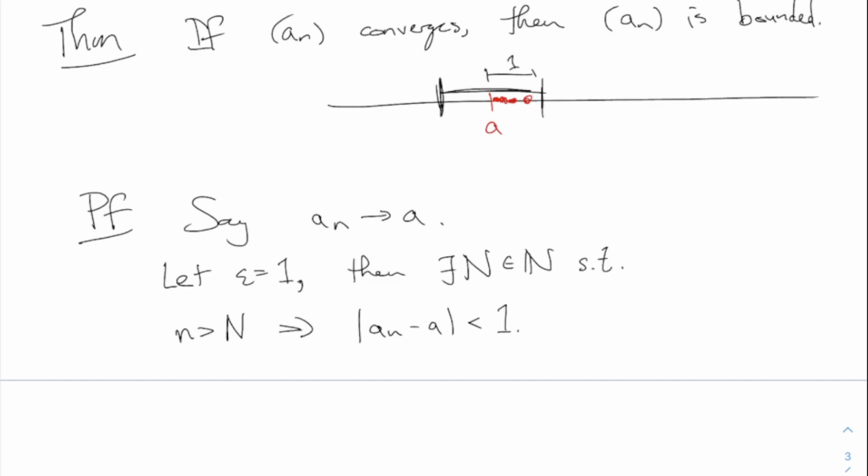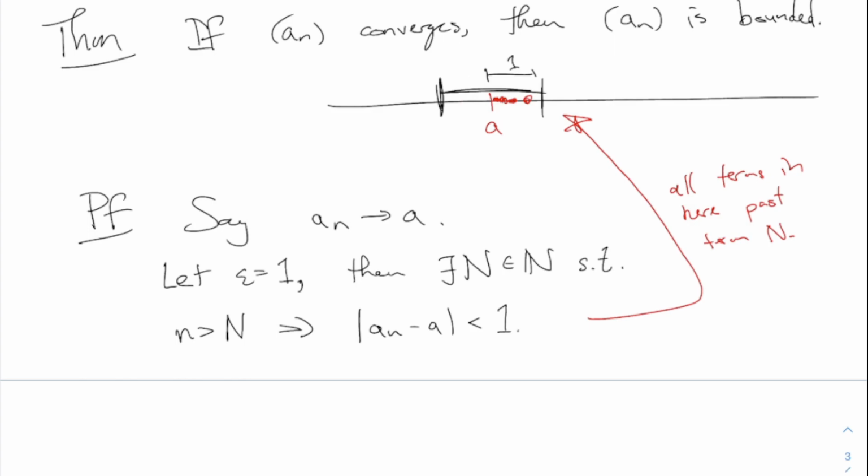So what I've said so far is that all terms past term big N are in here. And big N is a certain number, like maybe 5 or 1,000,000. If big N is 5, that means the first 4 terms might be outside there, but all the rest of them are inside. Or if big N is 1,000,000, maybe the first 999,999 terms are outside, but the rest of them are all inside. All right? Do you have a question?